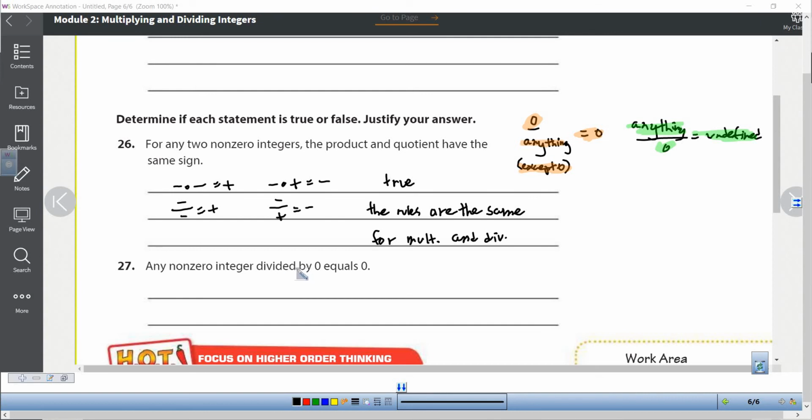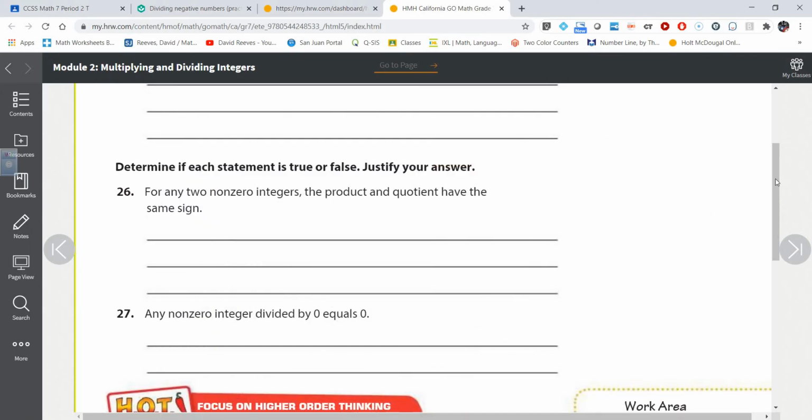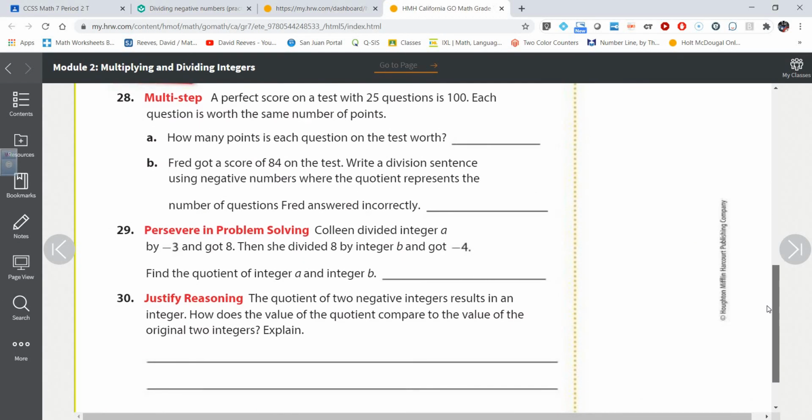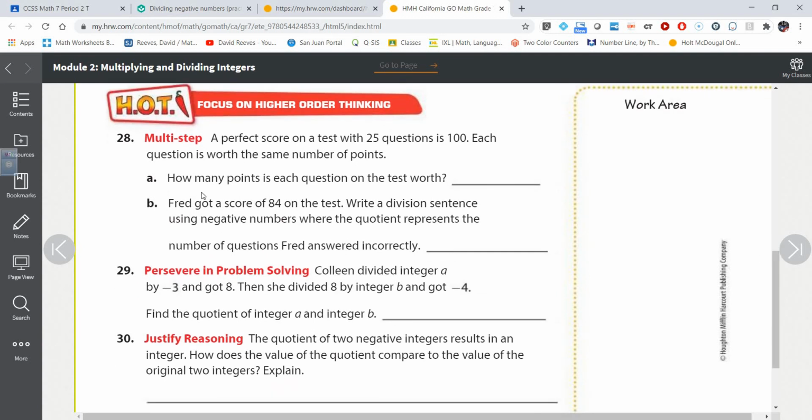Any non-zero integer divided by 0 equals 0, and that is false. Okay, and the reason it's false is because what I have up here. All right, so anything divided by 0 is undefined. Okay, you cannot divide by 0. You cannot divide by 0. And if you want to know why, I'll show you another time. All right, last one, number 28.